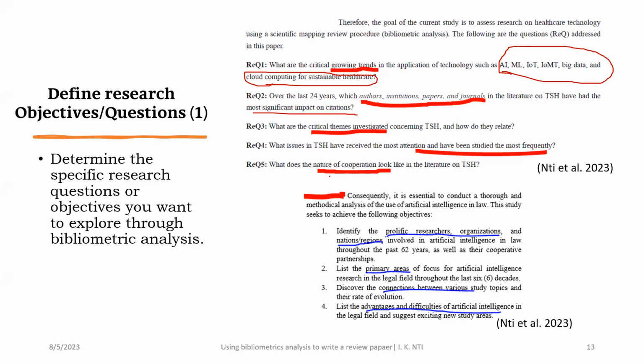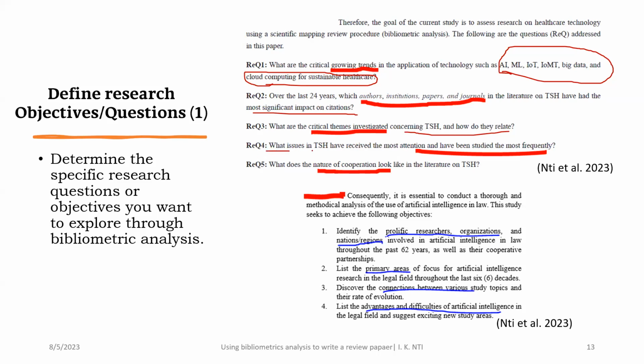Then the next one is, what are the critical things investigated concerning technology for sustainable health, and how do they relate? Here they want to see the distribution of knowledge, what areas specifically people are researching when it comes to the application of technology for healthcare. So they want to investigate the themes, and to do that they are going to use the keywords, because when we plot the keywords, we can see some similarity, cluster those keywords, and see that people are looking at this area, this area, and the other area.